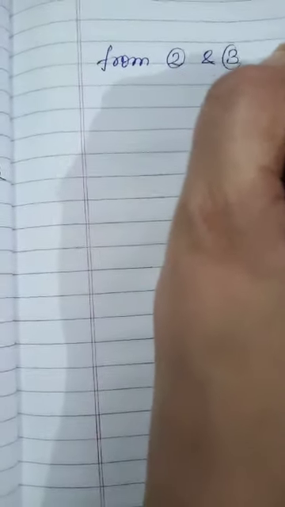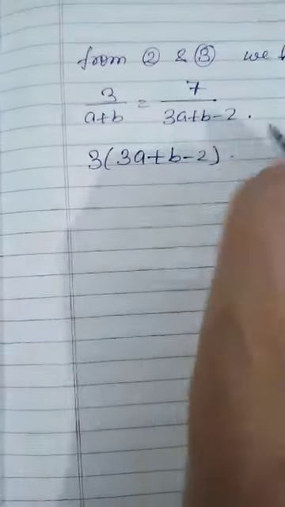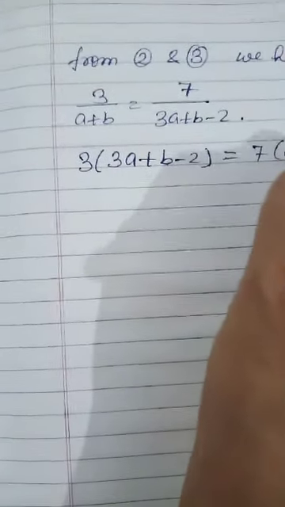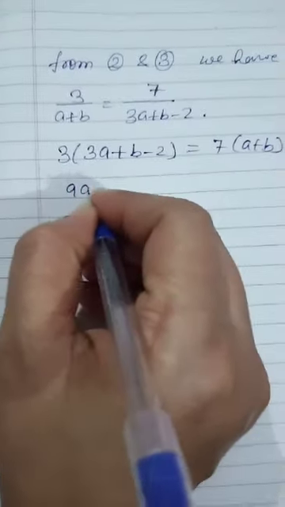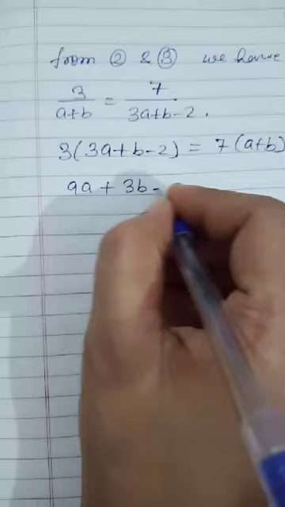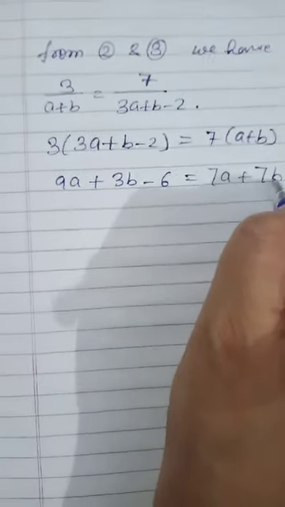From second and third, we have 3 upon a plus b is equal to 7 upon 3a plus b minus 2. Let's check: 3 into 3a plus b minus 2 is equal to 7 into a plus b. Okay, solve it: 9a plus 3b minus 6 equals 7a plus 7b.